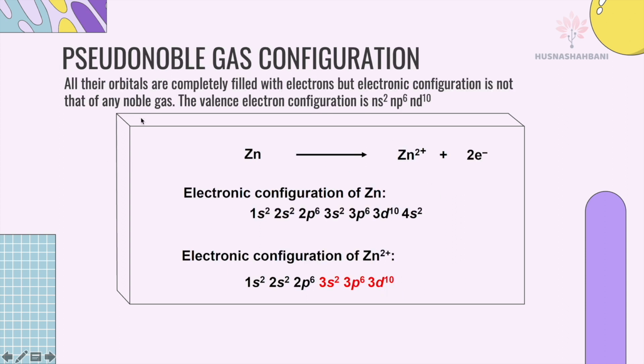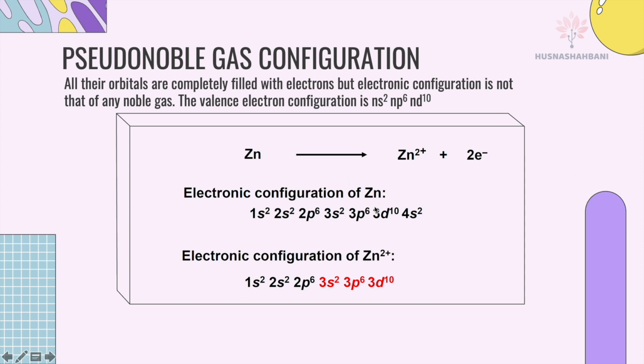Pseudo-noble gas configuration, all their orbitals are completely filled with electrons, but the electronic configuration is not that of any noble gas. The valence electron configuration is ns2, np6, and d10. All the orbitals are completely filled with electrons, so it's not necessary to follow the octet electron arrangement or duplet electron arrangement.